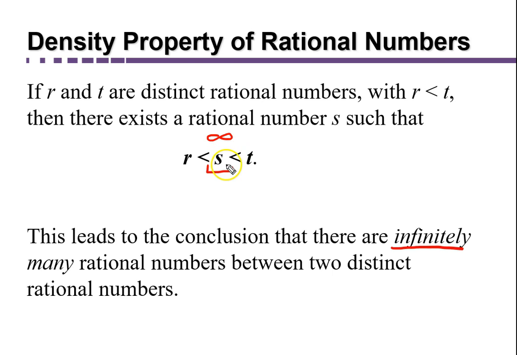So this is a concept. And there might be a quiz question in regard to the density property of rational numbers. How many fractions can be between any two rational numbers? And the answer, there's an infinite number, because you can keep making that denominator bigger and bigger and bigger. And it goes on to infinity. Okay.